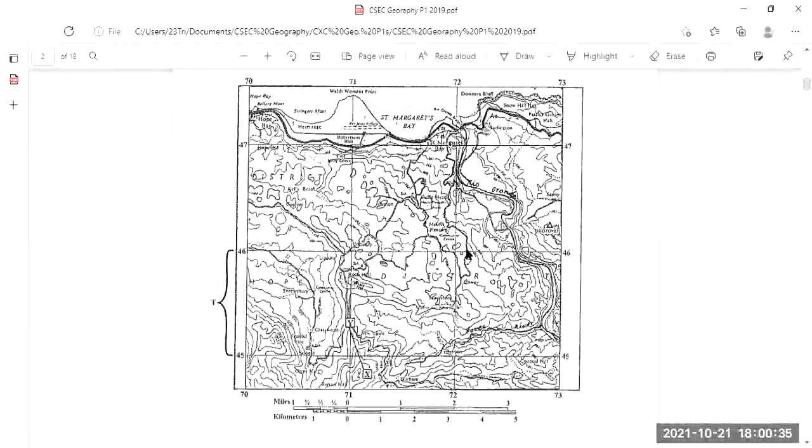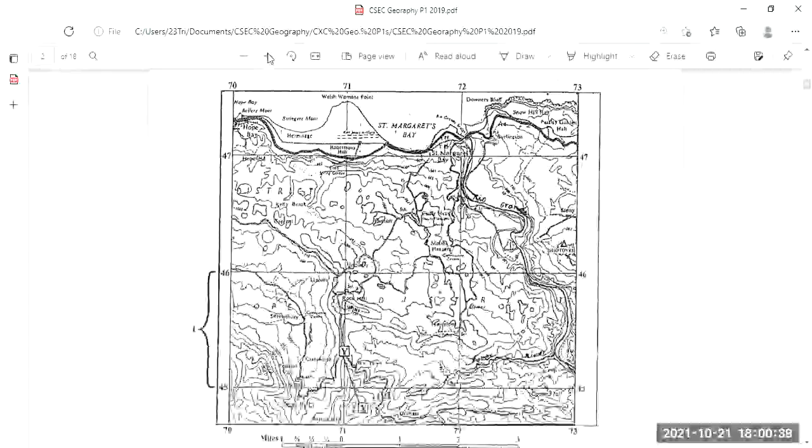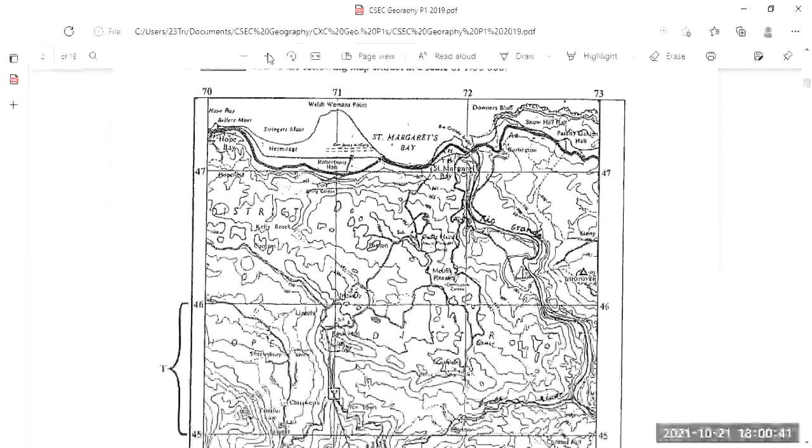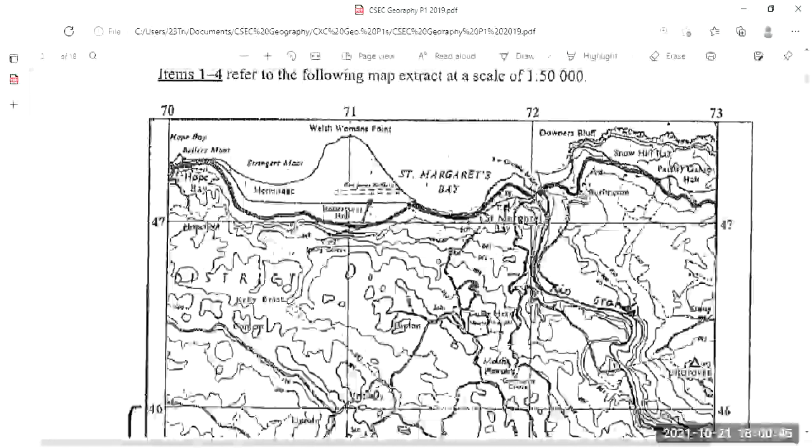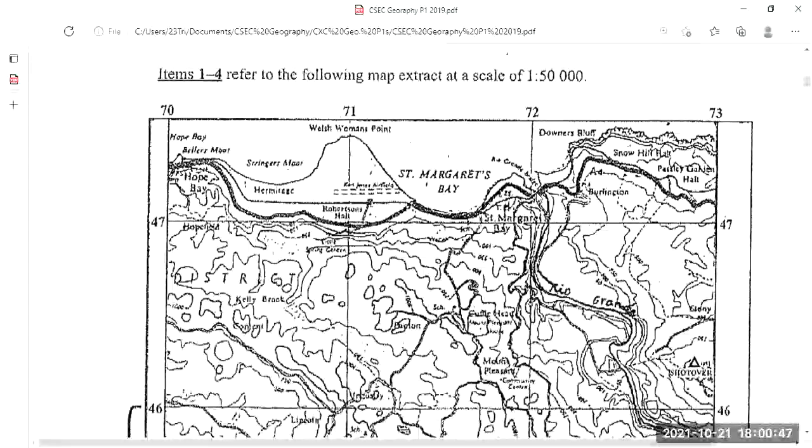Okay, now that we have established that, I have to expand my map extract a little bit so that we can see the names of places on this map, because we have two places we're looking for. Right now, we are looking for a trig station, trigonometrical station, trig for short.